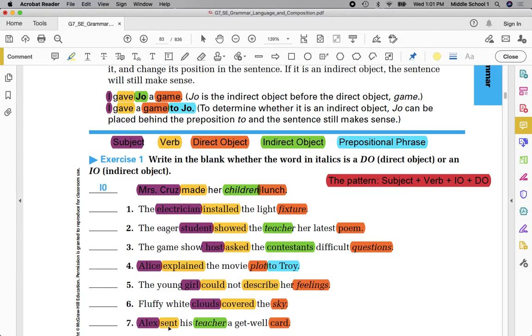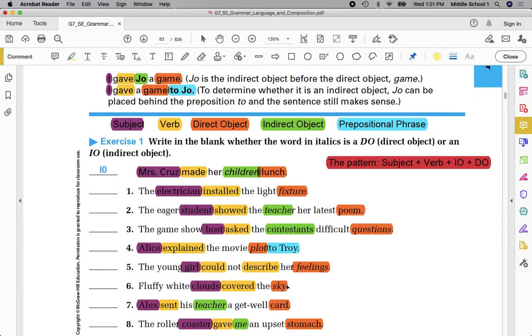Alex sent what? He sent card. To whom or for whom did he send it? Teacher. Notice the pattern. Follows the pattern. Italicized word teacher. Green means indirect object. Number 8, coaster gave what? Stomach. To whom or for whom? Me. Gave it to me. Follows the pattern. S, V, I.O., D.O.